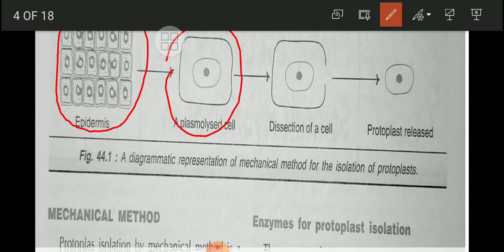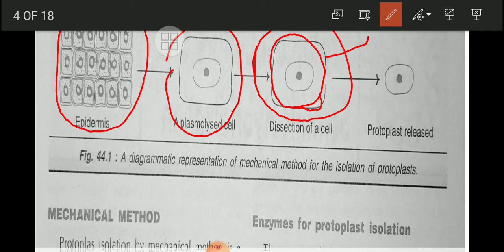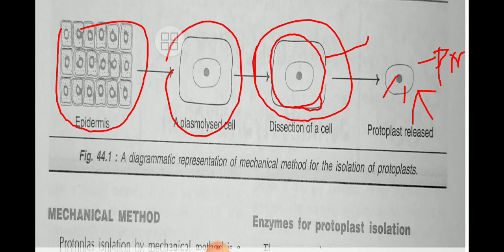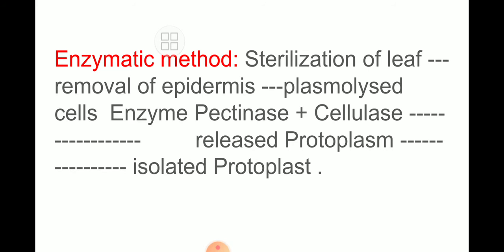So plasmolized cells, in the sense the cells are separated from this group, then dissection of the cell is done, a single cell is taken by the expert, and the cell wall is removed, and this part is definitely a protoplast, only protoplast is there, the outer covering being the plasma membrane, and inside that the cytoplasm and nucleus. So this is the mechanical method, tedious, which has a lot of disadvantages.